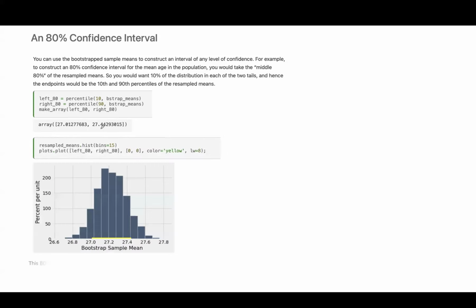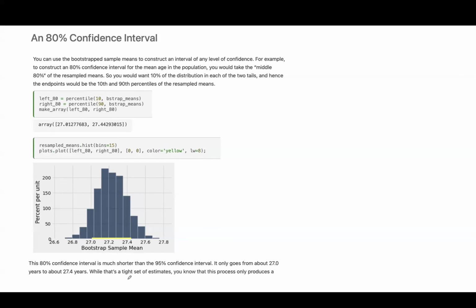If we take a look at the histogram, as you can see, now the yellow line shows the confidence interval. This 80% confidence interval is much shorter than the 95% confidence interval. It only goes from about 27 years to about 27.4 years. While that's a tight estimate, you know that this process only produces a good interval about 80% of the time.